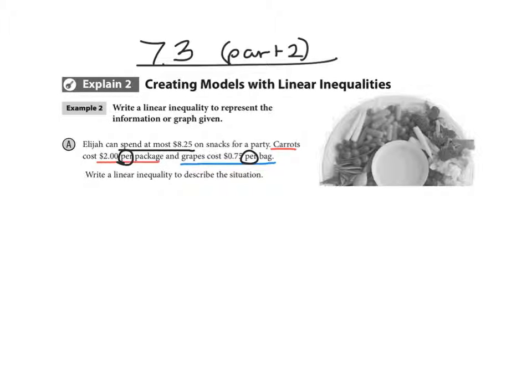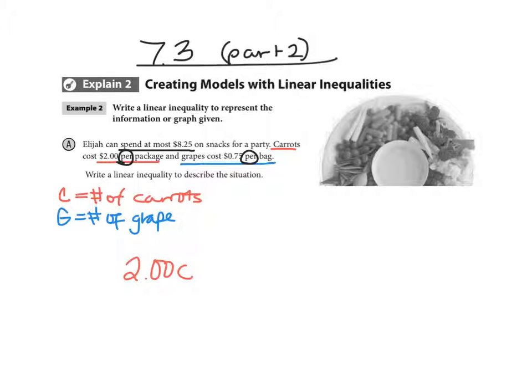So we're going to have two variables with numbers. C could stand for the number of carrots. And then Elijah's also buying grapes, so G could stand for the number of grape bags. And then $8.25 is going to be our total. All right, we got $2 for carrots, plus 75 cents for grapes.